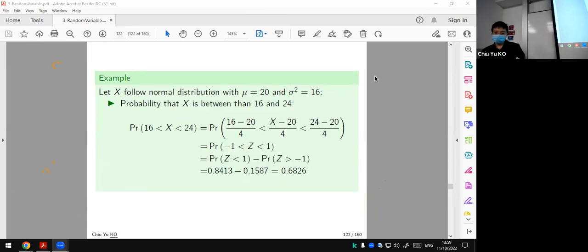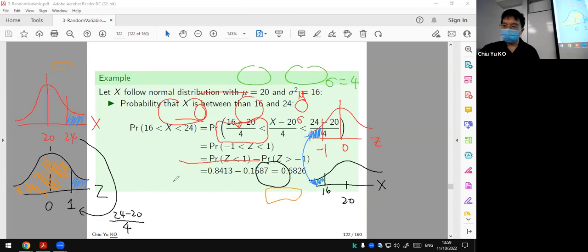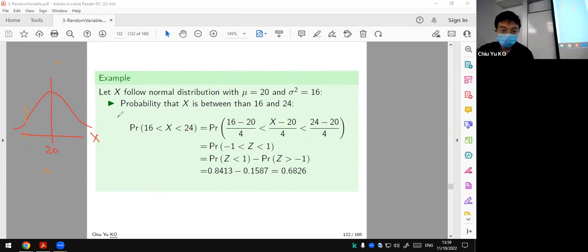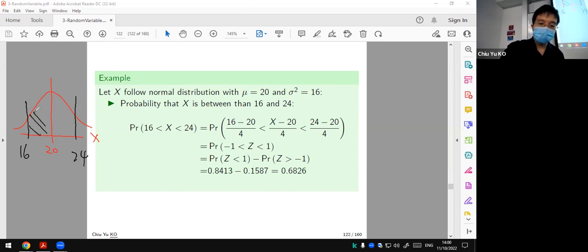Now the next one, I think this is the most common one. Again, let me talk about this. The question is asking about X. The mean is 20, and the question is asking between 16 and 24. What is this probability?